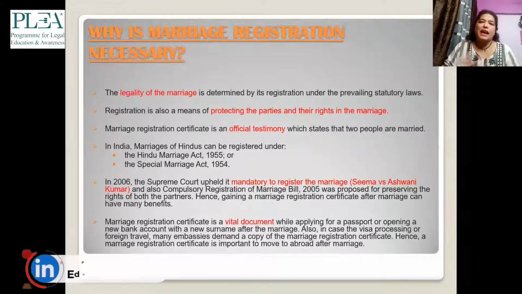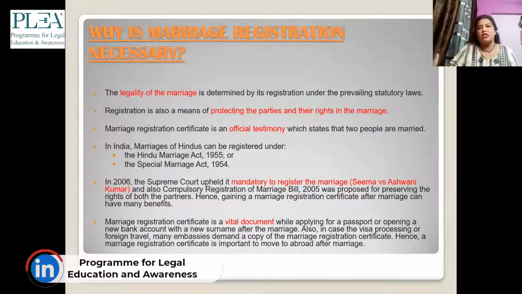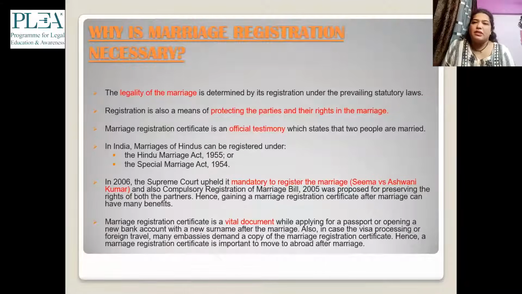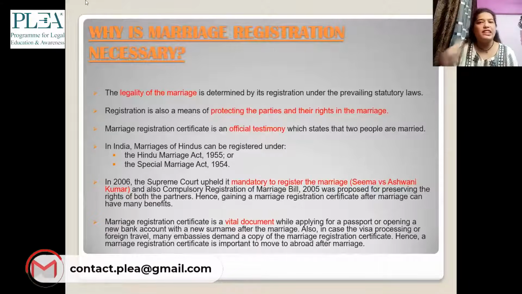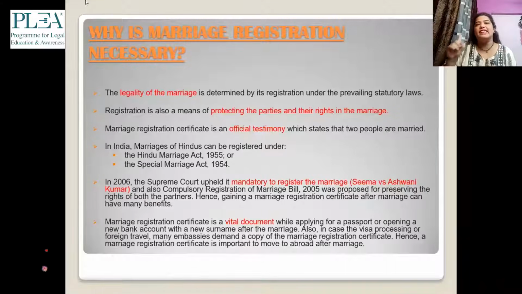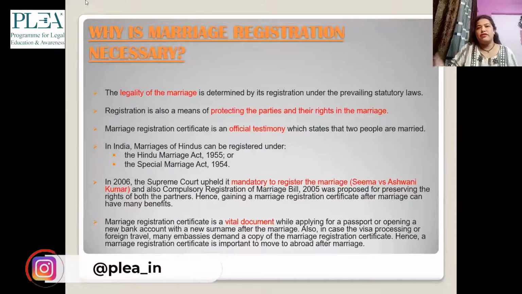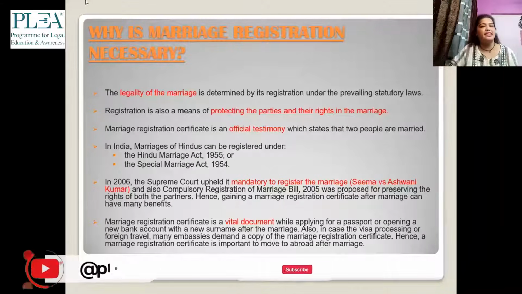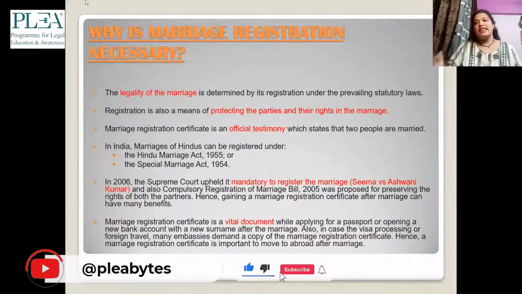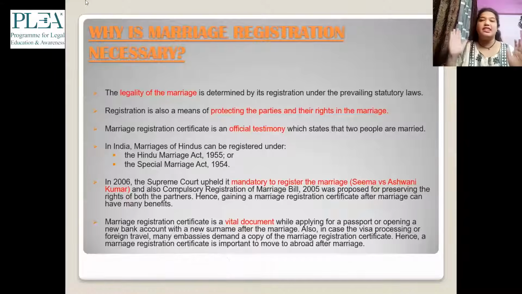In India, particularly for Hindus, I'm saying here, the Special Marriage Act 1954, although it includes Hindus, just note this, it includes everybody. Two people of different religions can also marry under the Special Marriage Act, as in they can get the marriage registered under it. But two Hindus can also marry and get their marriage registered under the Special Marriage Act.